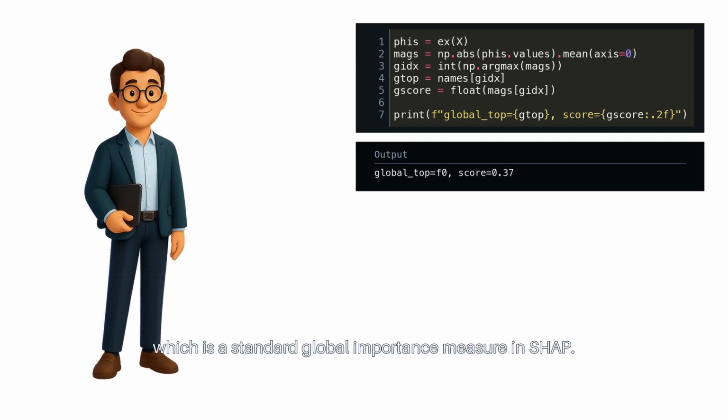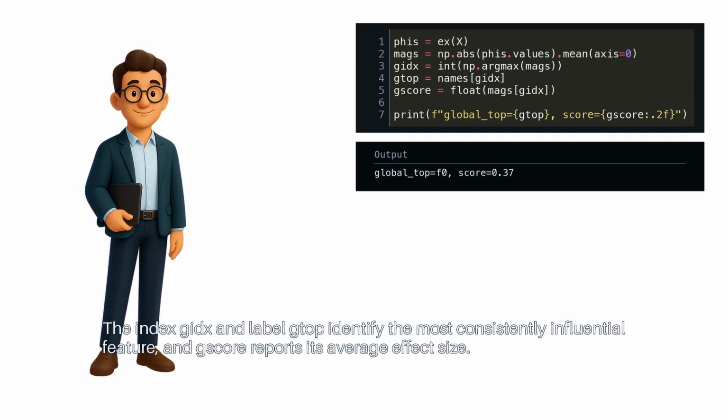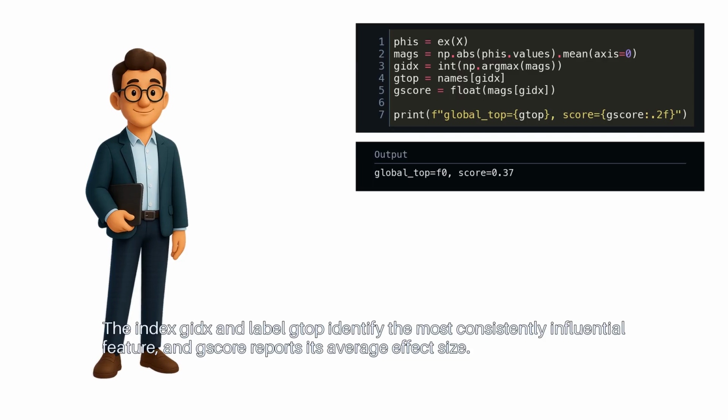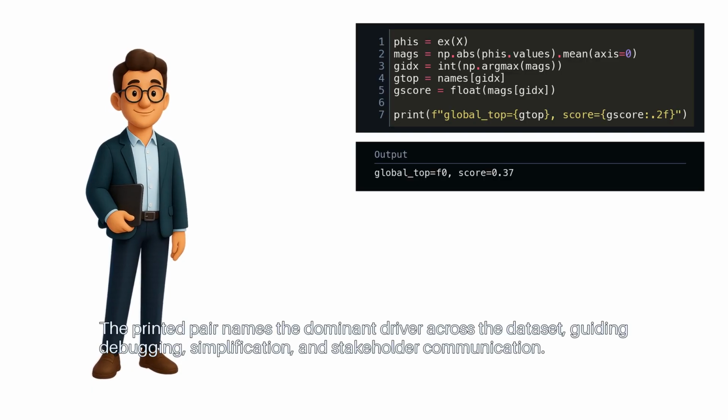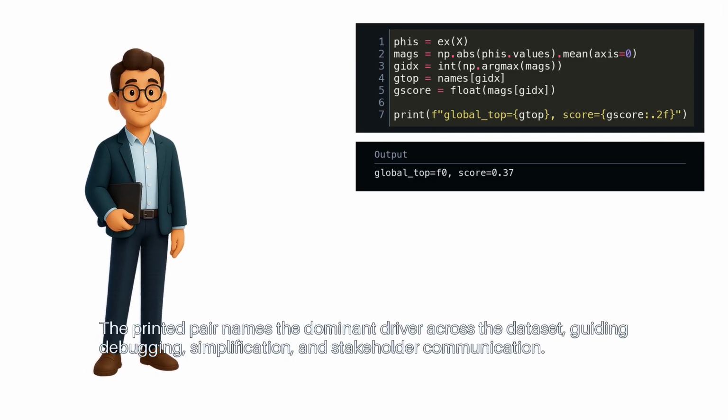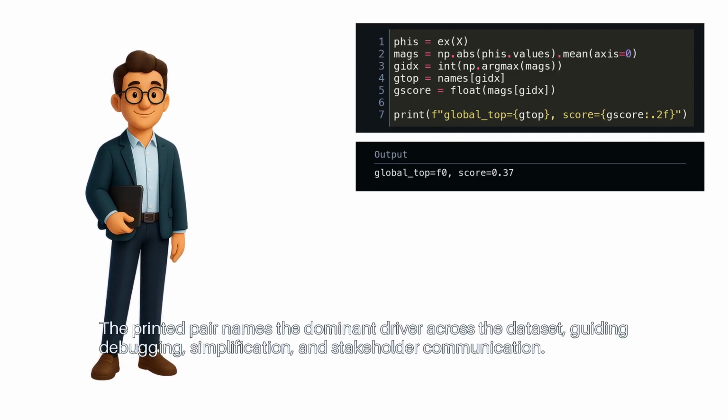which is a standard global importance measure in SHAP. The index gdx and label gtop identify the most consistently influential feature, and g_score reports its average effect size. The printed pair names the dominant driver across the dataset, guiding debugging, simplification, and stakeholder communication.